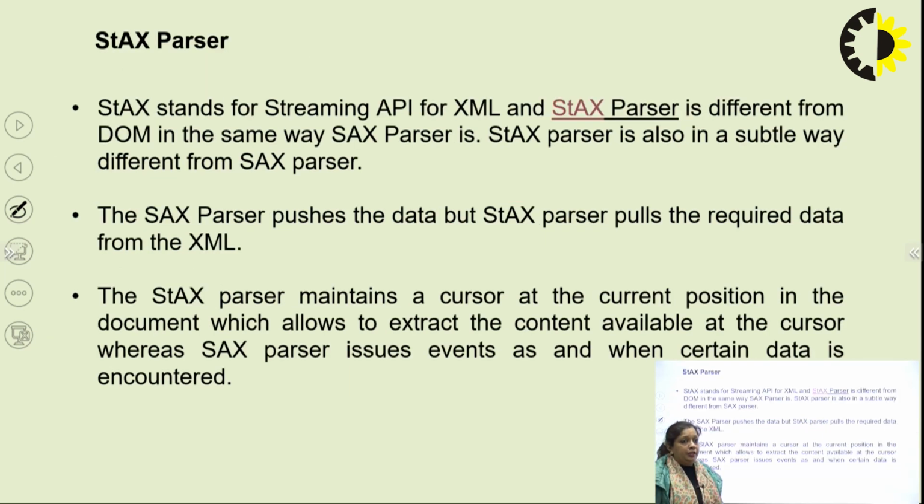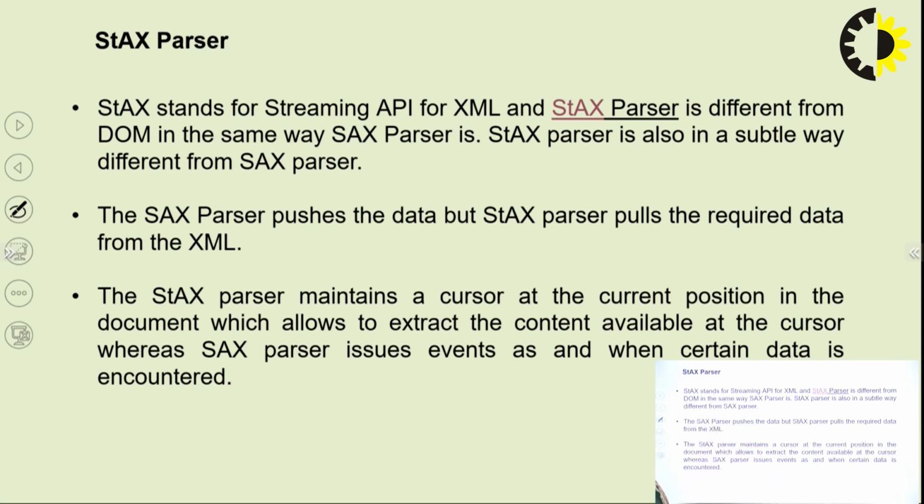Now, coming to the third category, that is the StAX parser. StAX stands for Streaming API for XML. It is different from the DOM parser in the same way as SAX is, because SAX and StAX are both event based parsers, whereas DOM is an object based parser. Now, if I talk about some differences between SAX and StAX, because both are event based parsers, the SAX parser pushes the data, whereas the StAX parser pulls the required data from the XML document.